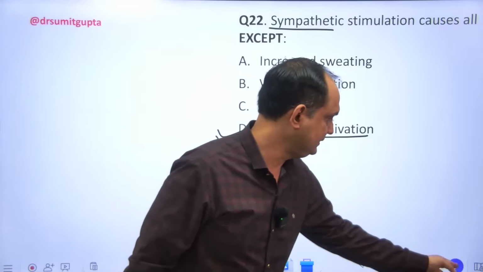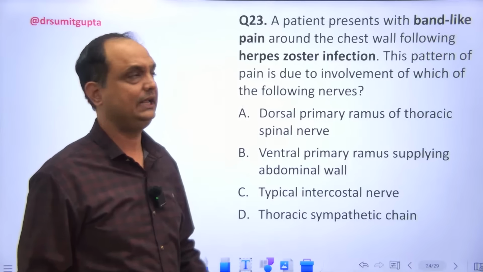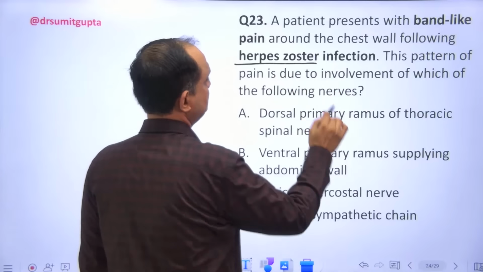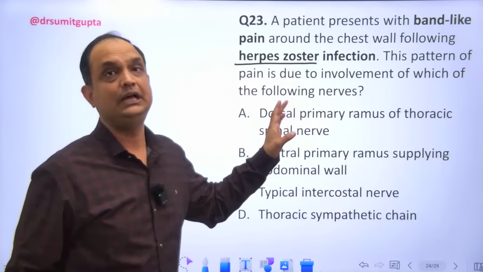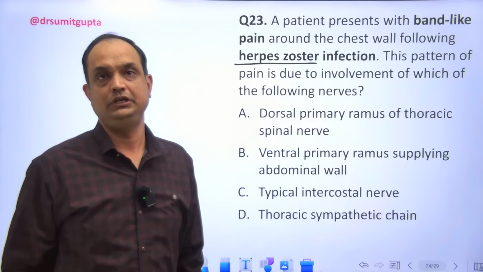It is parasympathetic. Now, the next question: a patient presents with band-like pain around the chest wall following a herpes infection. This pattern of pain is due to involvement of which of the following nerves? Now see, the question is very long, but if you see the options, it is very easy to attempt. Whenever you have a herpes zoster infection in the chest wall, I just told you that herpes always follows the course of an intercostal nerve.